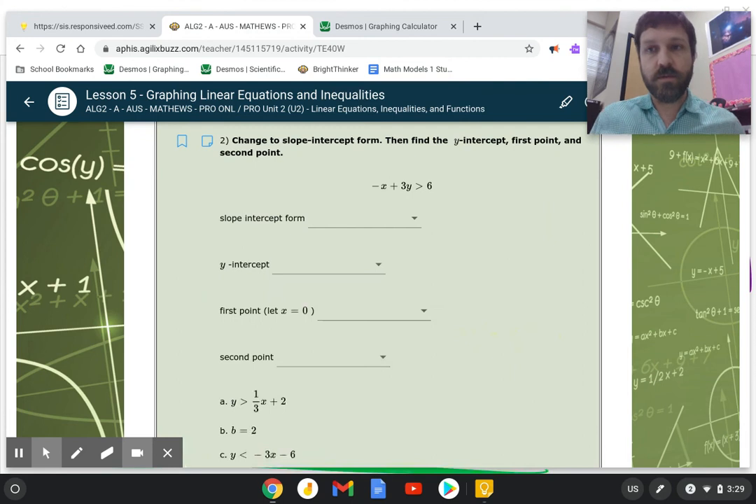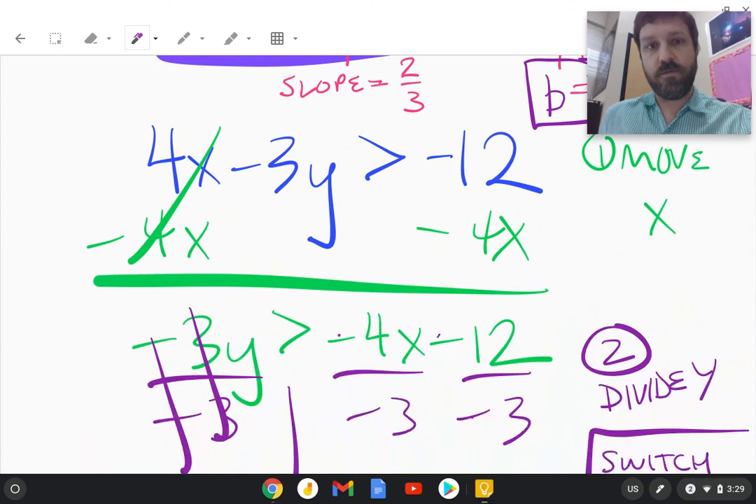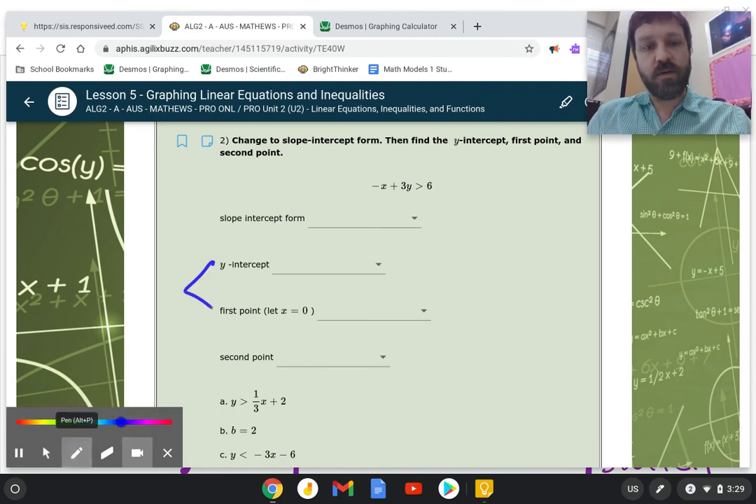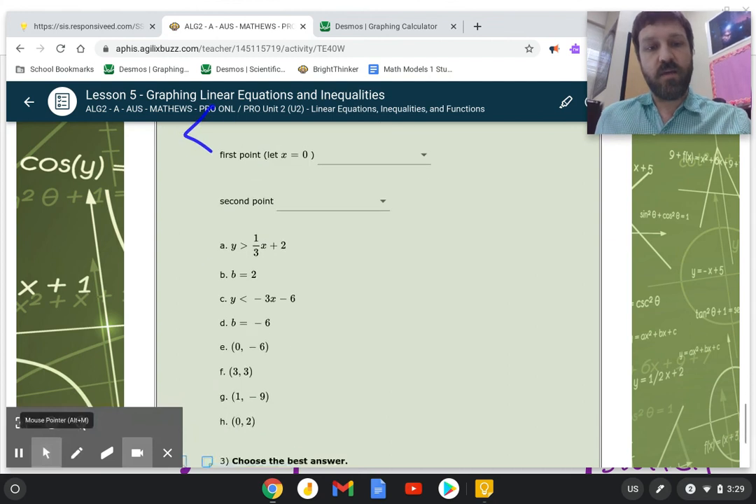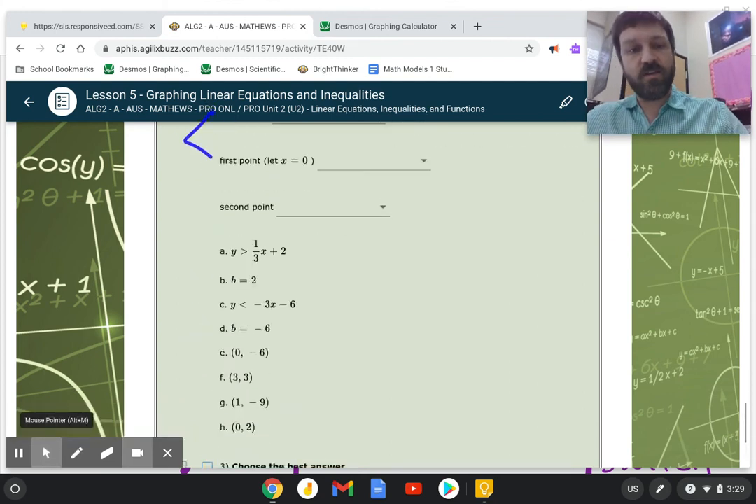Same thing in number 2. You need to put this in slope-intercept form. You need another example? I've got one right here for you in the notes from lesson 2. So I'm telling you, go back to lesson 2 and check out the notes there. Find the y-intercept, find the point that corresponds with the y-intercept. Remember, those go together. And then find another point that is on the line or in the shaded area.